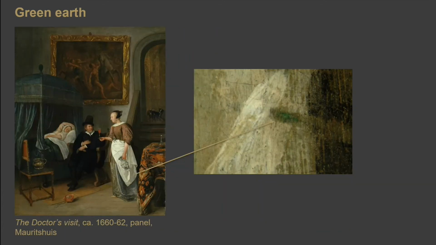The first time we found this green earth was 10 years ago, while restoring the Doctor's Visit, the painting you see here. Through losses, we could see a very intense green paint used in an underlying composition. SEM EDX analysis of a paint sample didn't show copper, but predominantly silicium, potassium, magnesium, and iron. And this suggested that it had to be a green earth, but a very intense green earth.